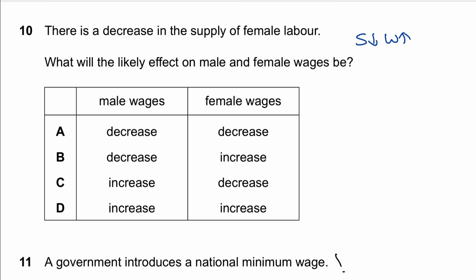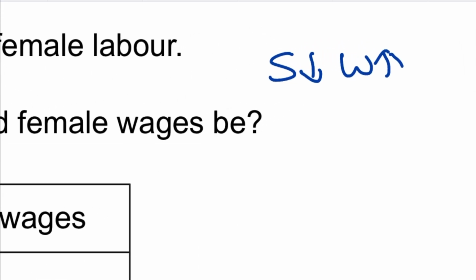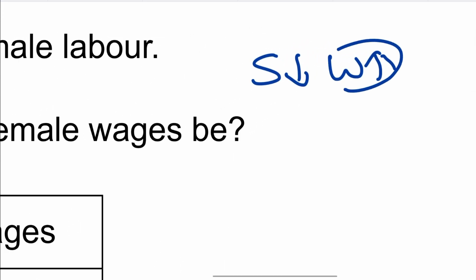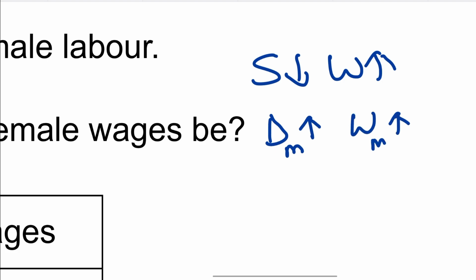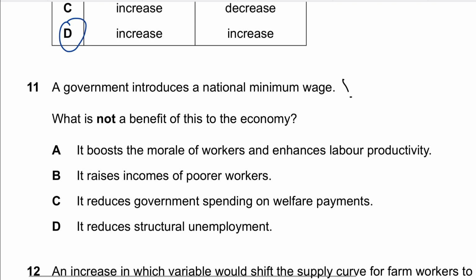And similarly, when the supply of female workers goes down, male labor is likely to be a substitute for female labor in a lot of jobs, right? So as female labor becomes scarcer and more expensive, firms may start demanding more male labor instead. So this would increase the demand for male labor, which would also increase the wages of male labor as well. So the answer has to be increase, D for David. Got it?